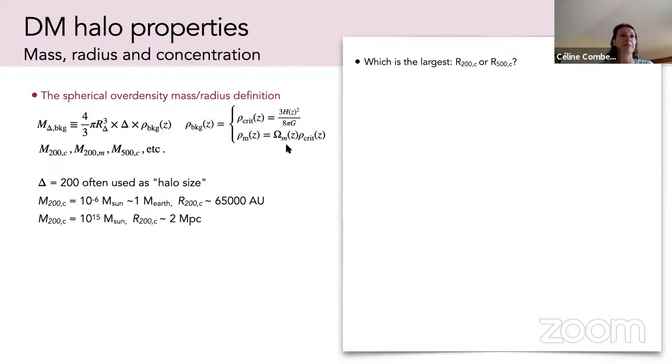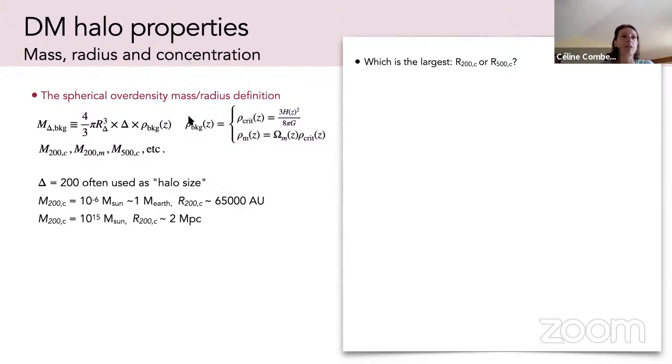critical times Omega_m. So you see from this, you're going to find in the literature a definition called M200C. So that's going to be the overdensity mass with delta equal 200 with respect to the critical density. But you can have M200M, where this time people have used the mean density of the universe, or have another value for delta, M500C, and so on. So just a word of caution, you need to be careful about the mass definition that you see in the literature. Mass is not just a mass, you need to be aware of the mass definition.